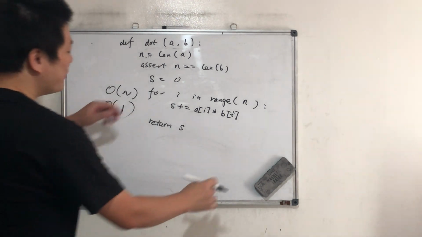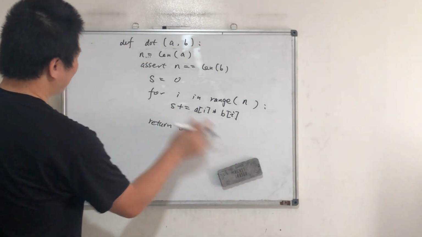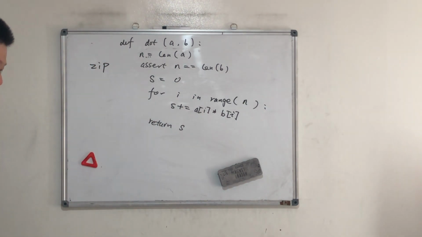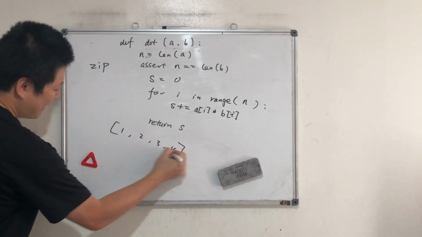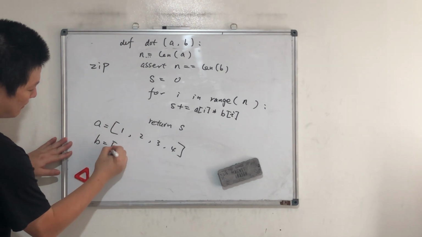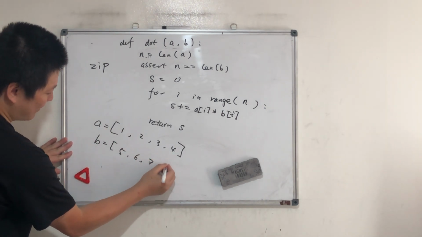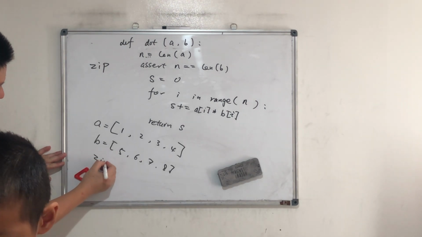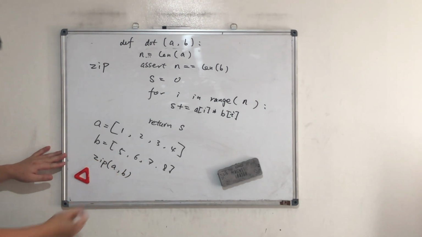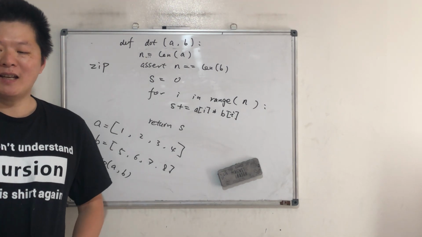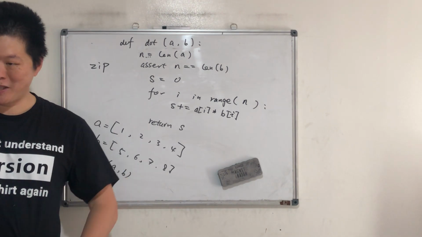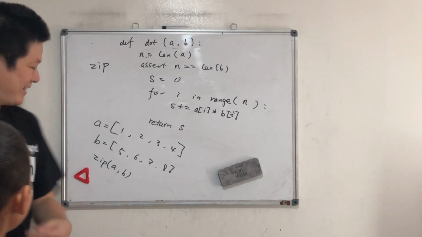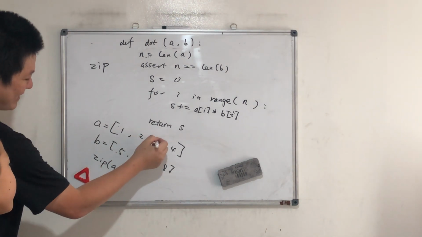Okay, can we use some fancy syntax like zip? Do you still remember the zip function? We talked about this before. Zip. Like 1, 2, 3, 4, and then this is A. B is 5, 6, 7, 8. So what's zip AB? You put them together. So I have A here, I have B here. Zip. So what happened? 1, 5, 2, 6, 3, 7, 4, 8.